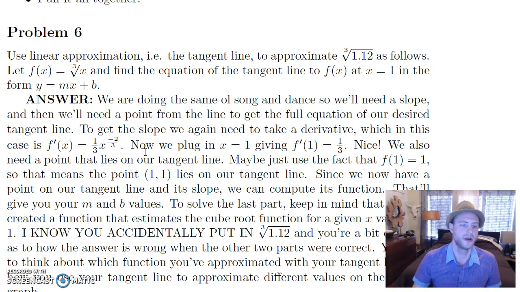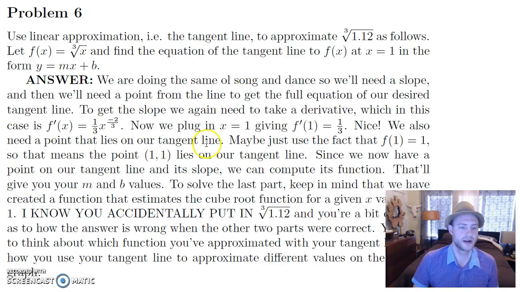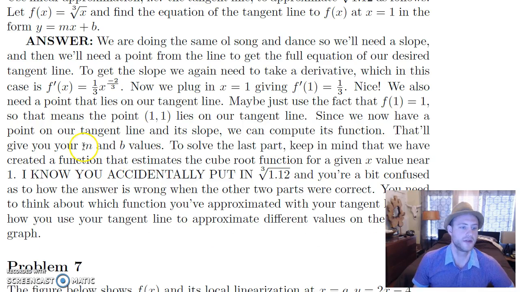That's really, really helpful. To get our slope, we plug in x equals 1 into this guy. 1 to the negative 2/3 is just 1, so it's 1/3 times 1, which is 1/3. Nice. We also need a point that lies on our tangent line. Maybe just use the fact that f at 1 is equal to 1, right? So if we plug in 1 into this guy, we get cube root of 1, which is 1. That's a point that's going to be on our tangent line because we're centering it right there. And like I just said, that's the only point where the tangent line is actually equal to the function value. So that function value has to be on the tangent line. Okay, that'll give you your m and b value.